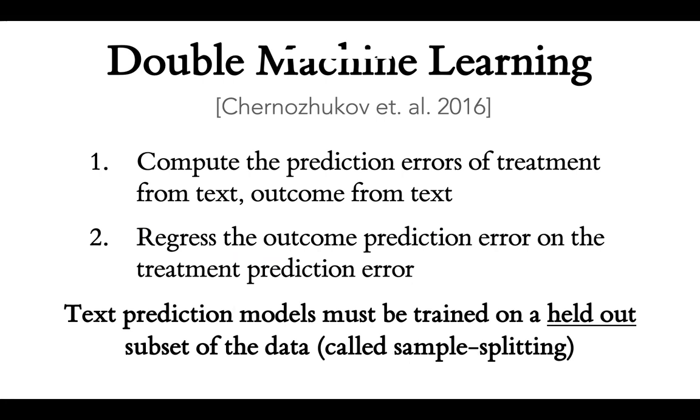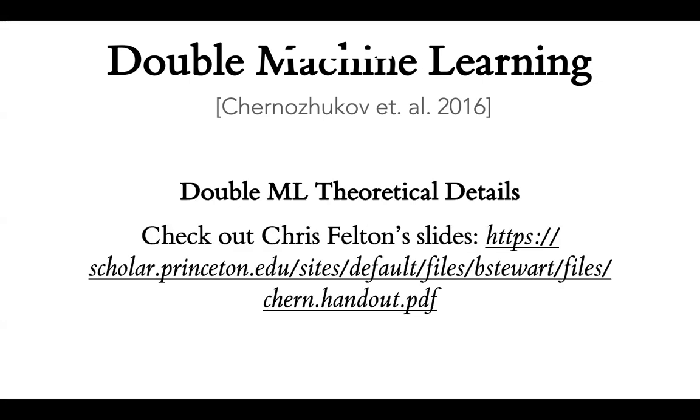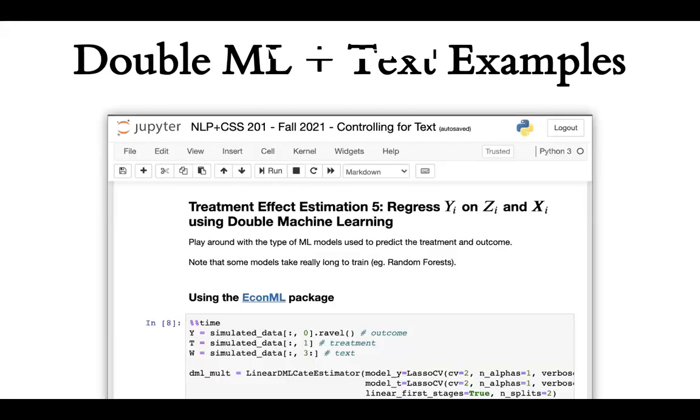The important thing to keep in mind here is these prediction models of the treatment from the text and outcome from the text have to be trained on a separate sample of the data. That's called sample splitting, and it's very important for the theory to work out well. And there's a bunch of nice theory that underlies this very simple procedure. You can look at Chris Felton's slides. They're linked in my slides, and they're also linked on the tutorial website. All right, so that's the high-level overview of double ML.